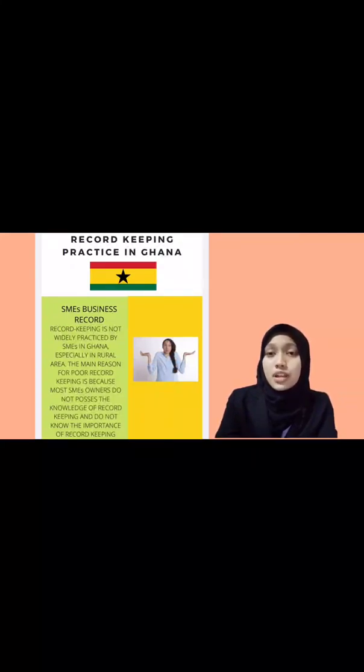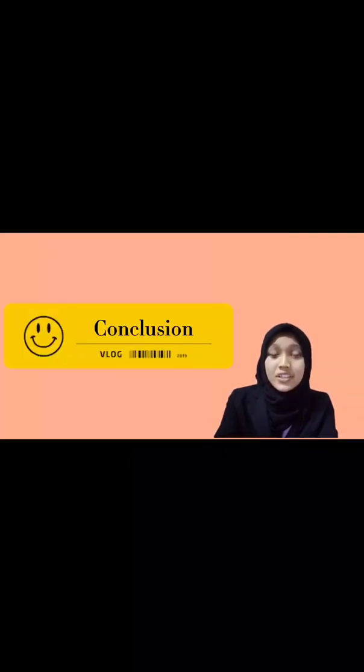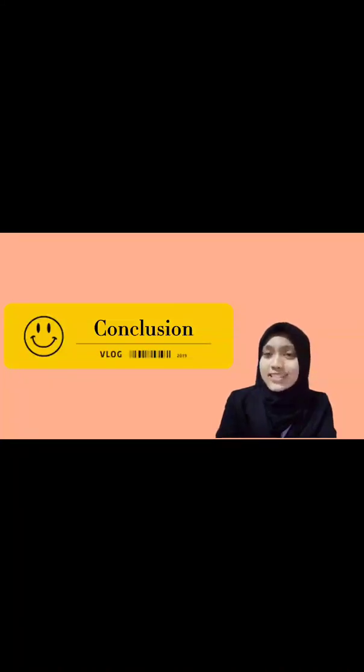Most owners do not have the knowledge of record keeping and don't know the importance of record keeping, especially in the rural area. For the conclusion, every country is trying their best to implement the best record practice in their own country to minimize any problems that may occur from poor record management. Although the methods may vary from each country, every country has their own strengths and weaknesses in their system.